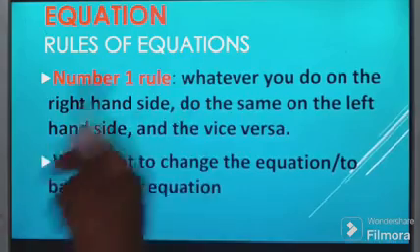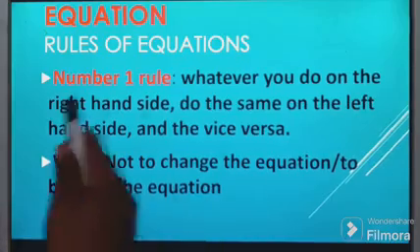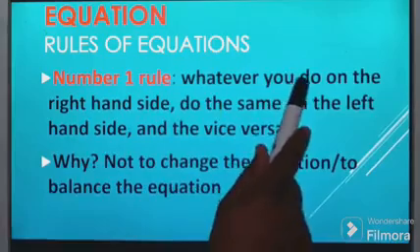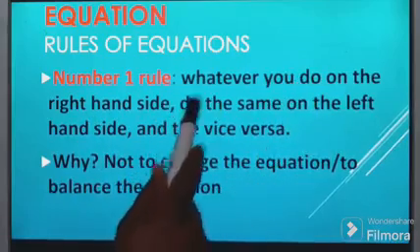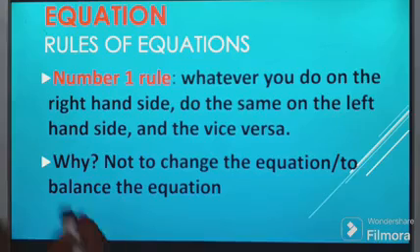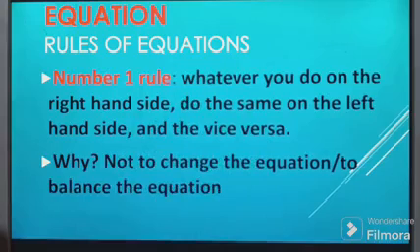What is the number one rule when you are solving equations? When you're handling equations, the number one rule is whatever you do on the right hand side, do the same on the left hand side, and vice versa. Why are we doing this? Why must we apply the number one rule? Because we do not want to change the equation, we want to keep it balanced.